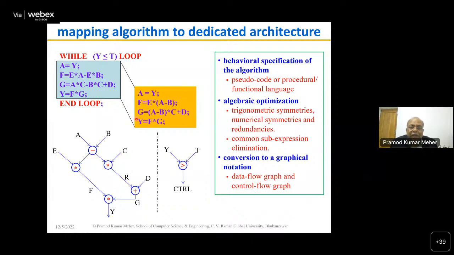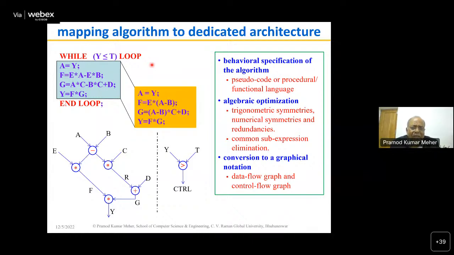Then upon the numerical symmetries, remove redundant operations, whatever is not required, remove it. And common subexpression elimination. Whichever computations could be reduced, you can use all strategies, all kinds of modifications and manipulations to reduce the computational complexity. In other words, that is also called numerical strength reduction. This algebraic optimization can be called algorithmic strength reduction. So reduce the complexity of the algorithm.